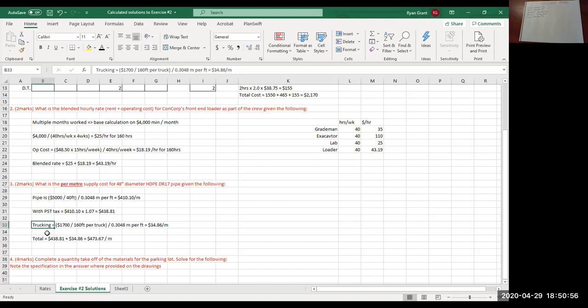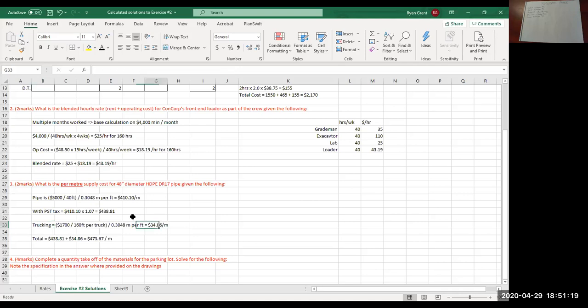That was not written in the question, so you had to be listening when I was saying that. So for the trucking, $1,700 per truckload, so 1,700 divided by 160 feet on a truck, and then again convert to meters, gives you a trucking cost of $34.86 per meter.